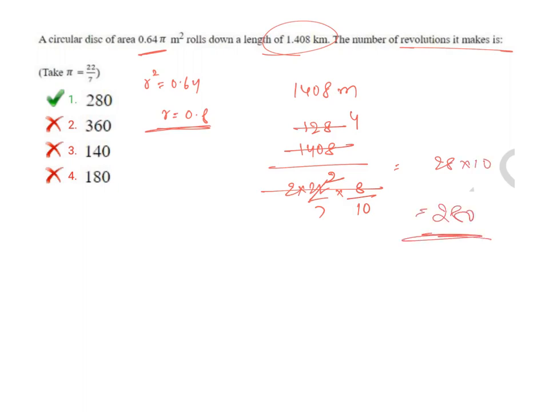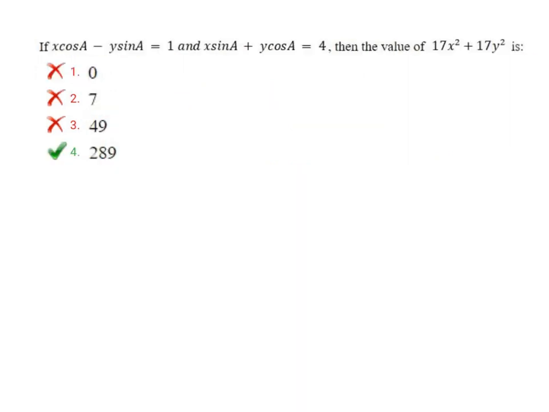For one revolution it is 2 pi r. So in order to cover 1408, it must be 1408 divided by the length of one revolution. You will get the number of revolutions there. Next. X cos a minus y sin a is equal to 1. X sin a plus y cos a is equal to 4.